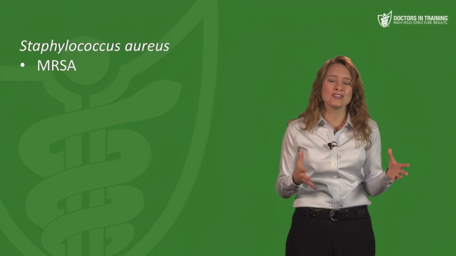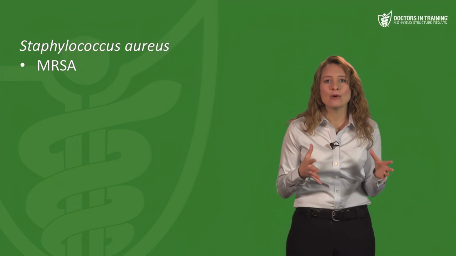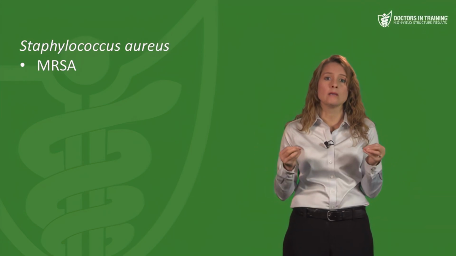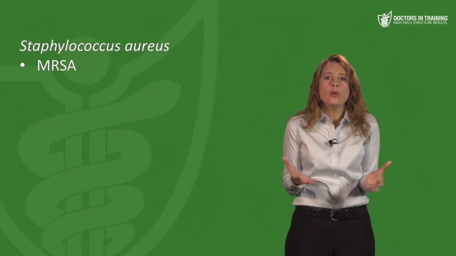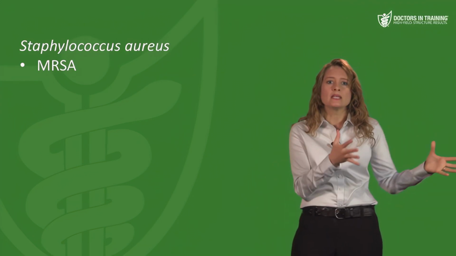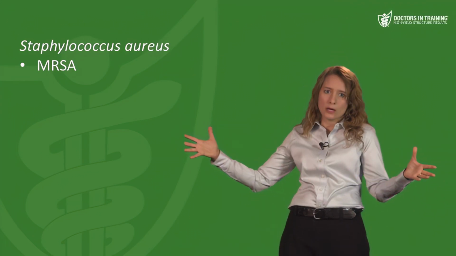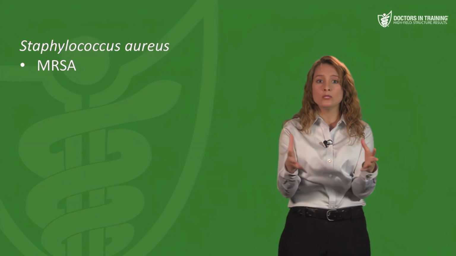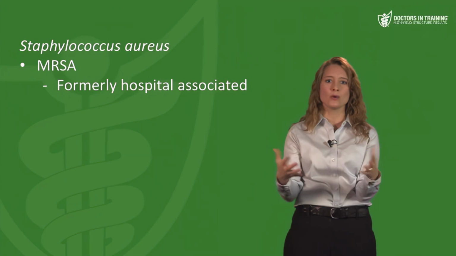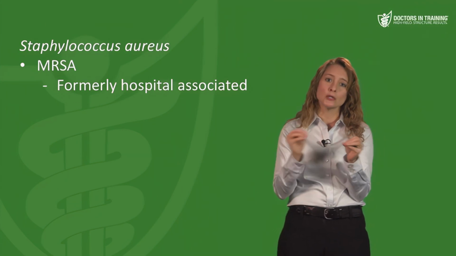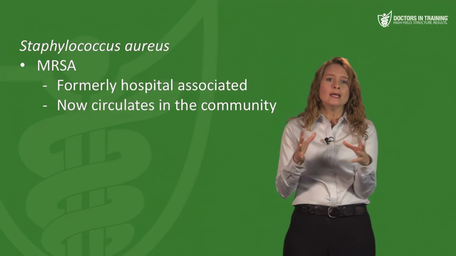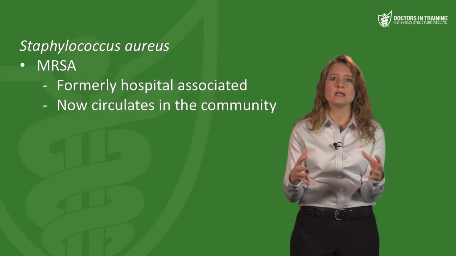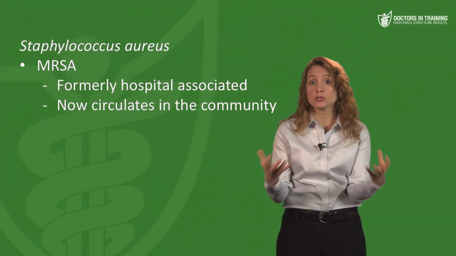MRSA, or methicillin-resistant Staph aureus, is a Staph aureus that's resistant to an anti-staphylococcal penicillin derivative called methicillin. When it's resistant to methicillin, it usually is resistant to other antibiotics as well, and that's why it's important. Anyway, this bacterium used to be more of a hospital-associated organism, but now there's a type that circulates in the community. It causes a lot of skin infections, including rapidly worsening skin abscesses that frequently require surgical debridement.